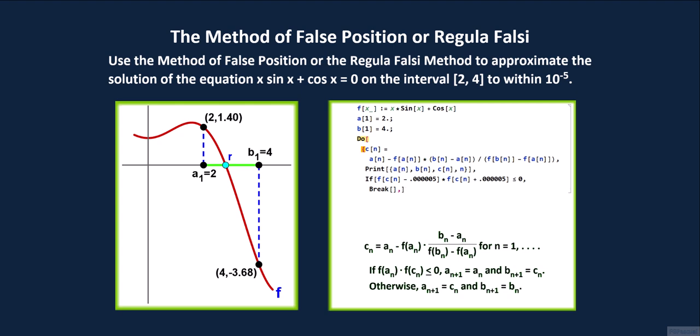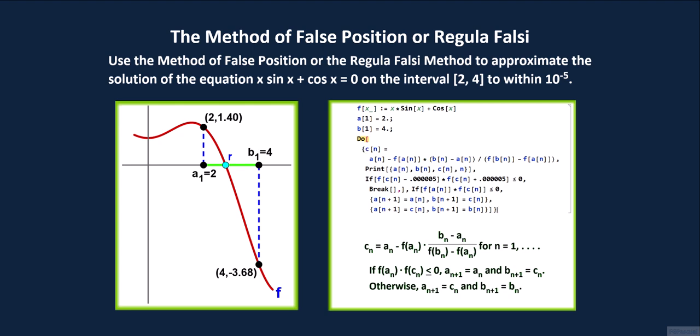We then determine the endpoints of the new search interval. This time, we test the product of f of a sub n and f of c sub n. If this product is less than or equal to 0, the new left endpoint a sub n plus 1 is a sub n, and the new right endpoint b sub n plus 1 is c sub n. Otherwise, a sub n plus 1 is c sub n, and b sub n plus 1 is b sub n.